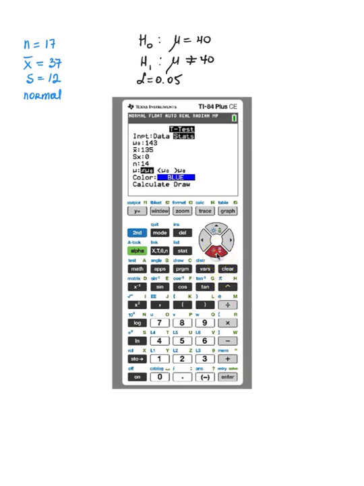Mu sub 0 is 40. That's the number involved in the hypothesis statements. X bar is 37. Sample standard deviation S is 12. Sample size is 17. It's a two-tailed test, so not equal to is the right choice. Scroll down to calculate and press enter.